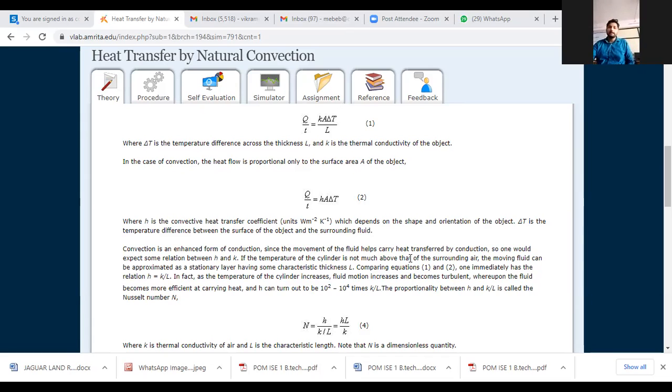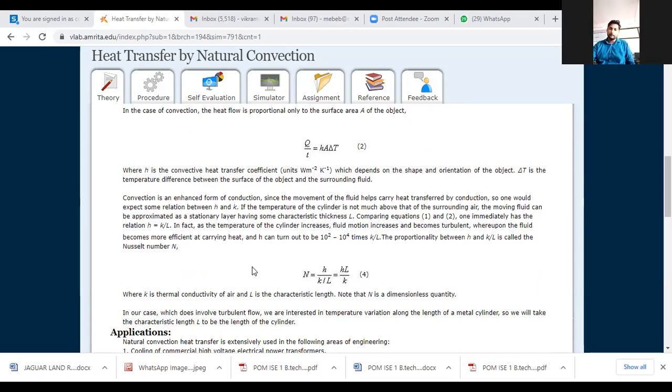The second part is that, as we have also discussed in the heat transfer subject, there are a number of dimensionless numbers, and one of them is the Nusselt number. What is the significance of the Nusselt number? The Nusselt number shows the enhancement of heat transfer because of convection.